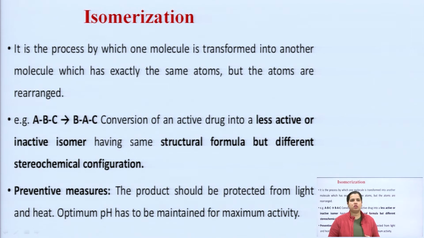So, as preventive measures, the product should be protected from light and heat. Generally, isomerization occurs due to excessive light exposure and heat exposure. Optimum pH also has to be maintained for its maximum activity, and to control or monitor the pH of the preparation, we usually add buffers.